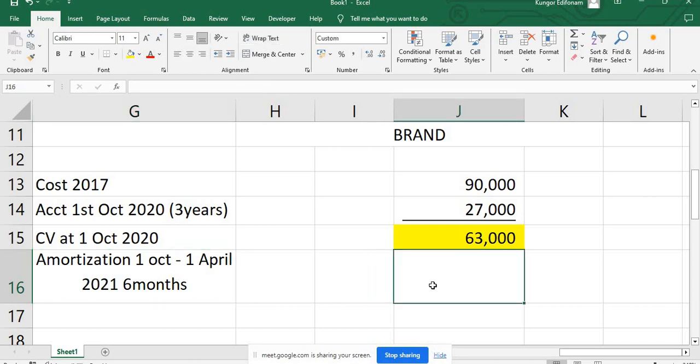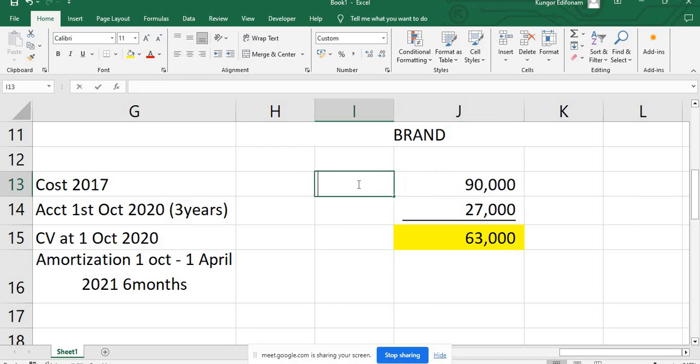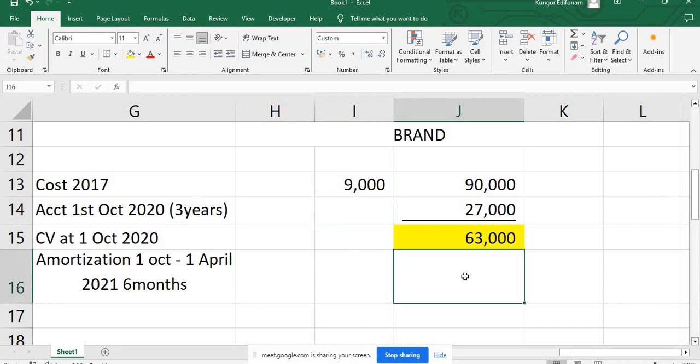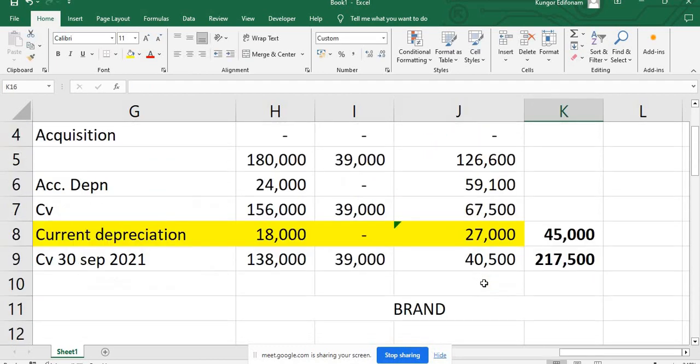Let's check something here. The brand is 10 years. If the brand is 10 years, every year will be 9,000, isn't it? So half a year is 4,500. For the 6 months, it will be 50% of this, which is 4,500. So 4,500 will be the depreciation for the 6 months. I hope it makes sense.